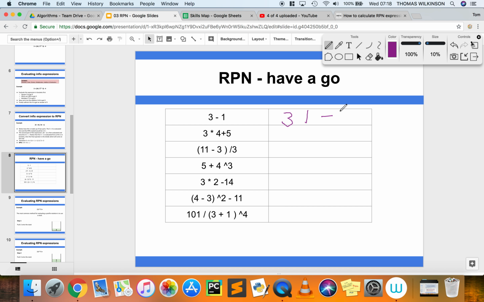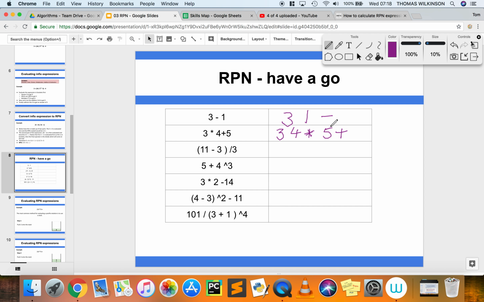Now with the second one, there are no brackets, so we have to think about the order in which we would like this to be executed. Following the rules of BODMAS, we would do 3 times 4 first, then add the 5 to give us 17. So we're going to go for 3, 4, star, because that's the first part of the equation which needs to be evaluated, and then we're going to do 5, plus.